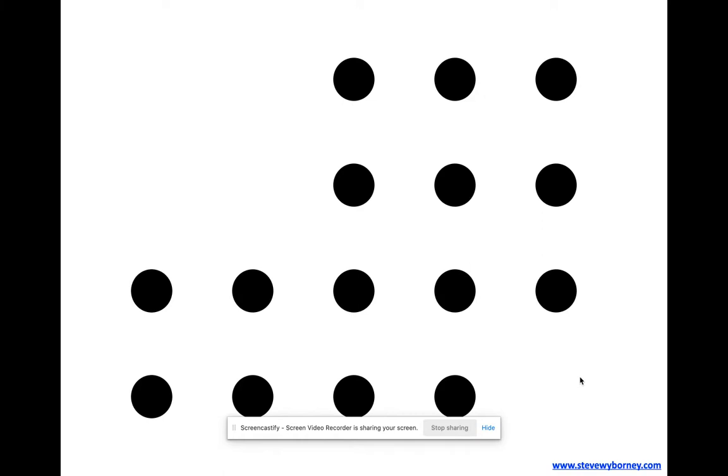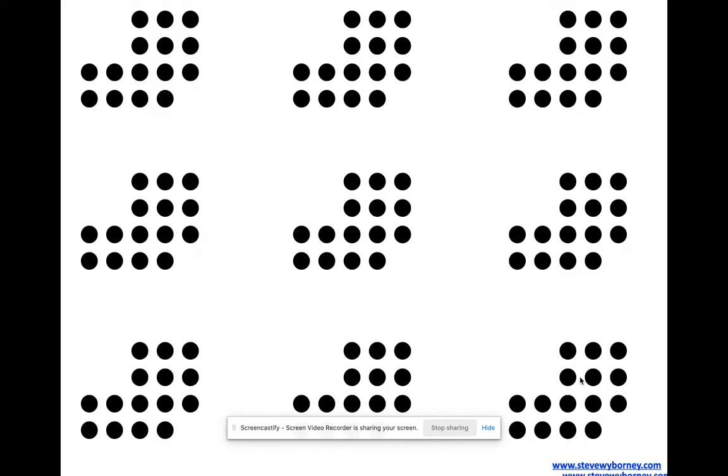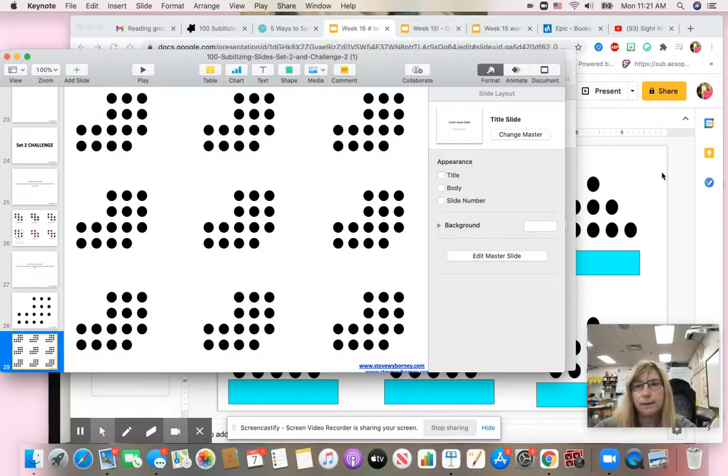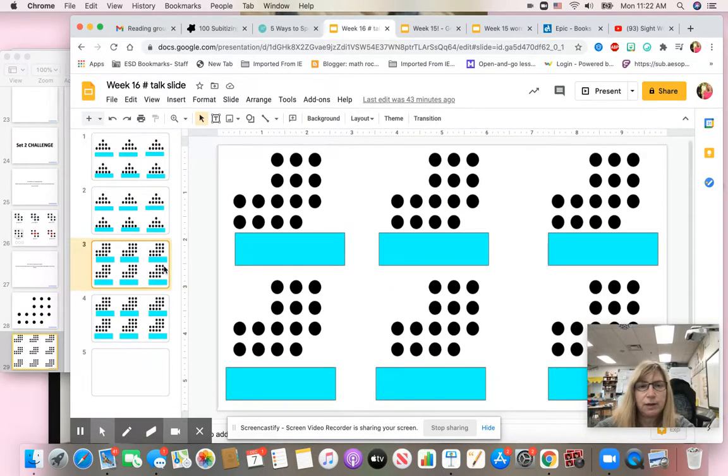Okay, so this is the one that you are going to have on your slide. It's a pattern that looks like this. And your job is to show us, and I'm going to show you on the slide. It's this one right here. You're going to get to type in the blue boxes what you see up here. How did you solve this? So if you just click the blue box, you can type the numbers right in there.